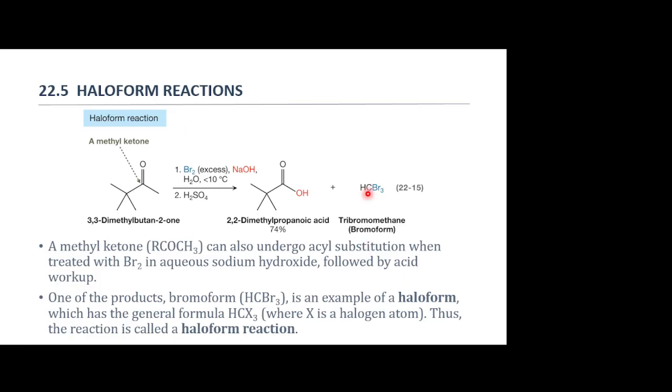Okay, so let's look at a haloform reaction. Right here we have a methyl ketone, where it's methyl on one side and ketone on the other. This can undergo the acyl substitution when you're treated with Br2. It has to be done in aqueous sodium hydroxide, then you have to follow it up with an acid workup. One of the products is bromoform.